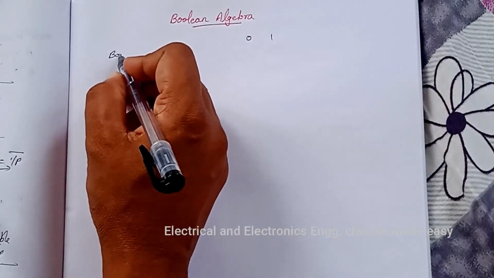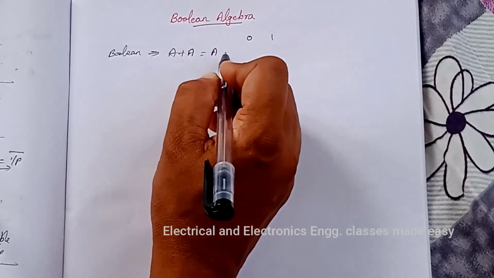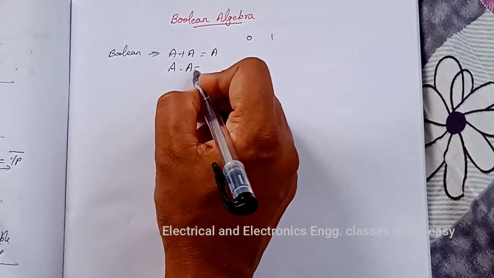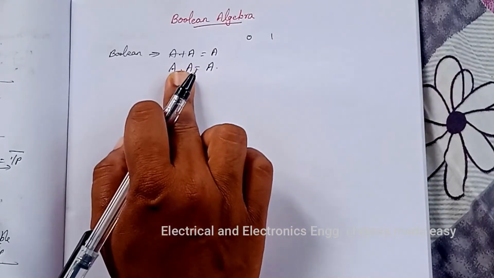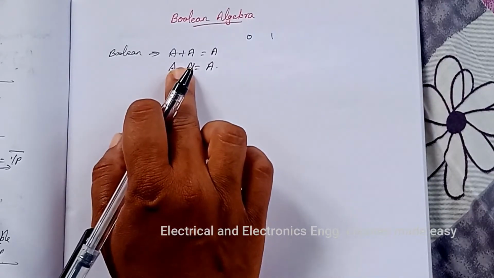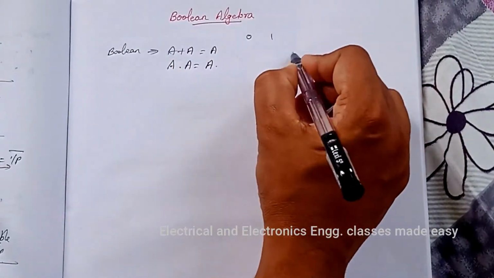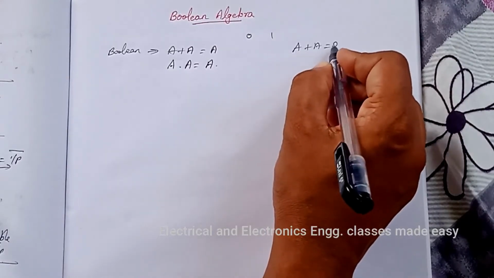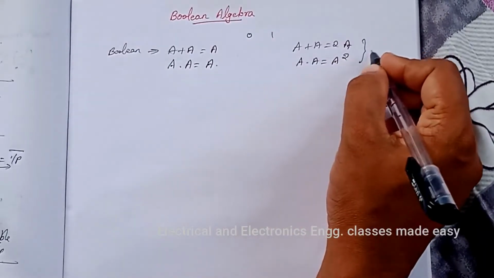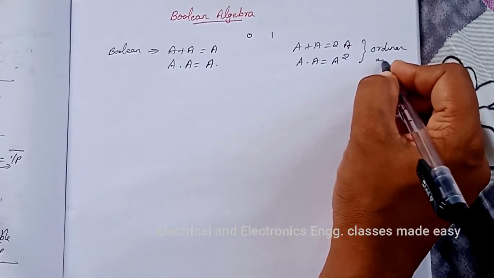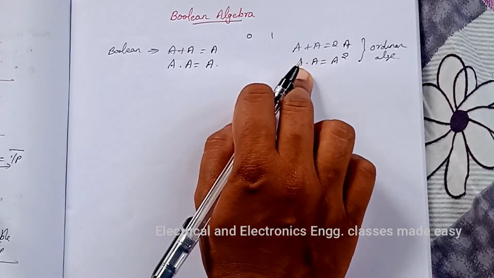In Boolean algebra, A plus A equals A, and A dot A equals A, because the variable A has only a logical value. It doesn't have any numerical significance. But in ordinary algebra, A plus A is equal to 2A and A dot A is equal to A squared. This is in ordinary algebra, because the variable A has a numerical value here.